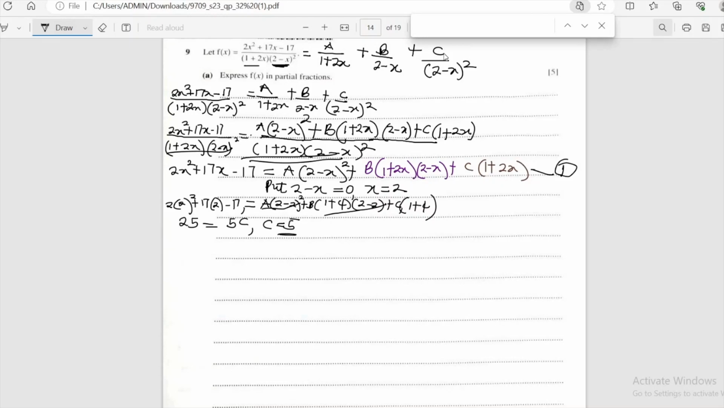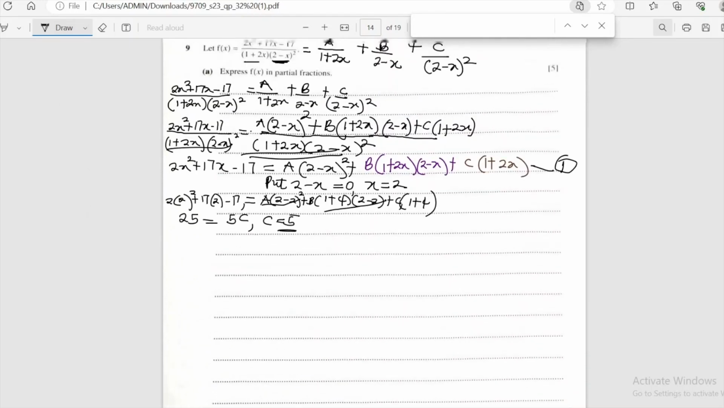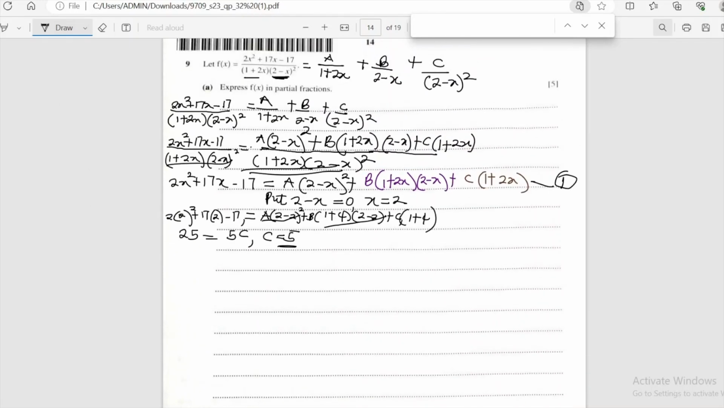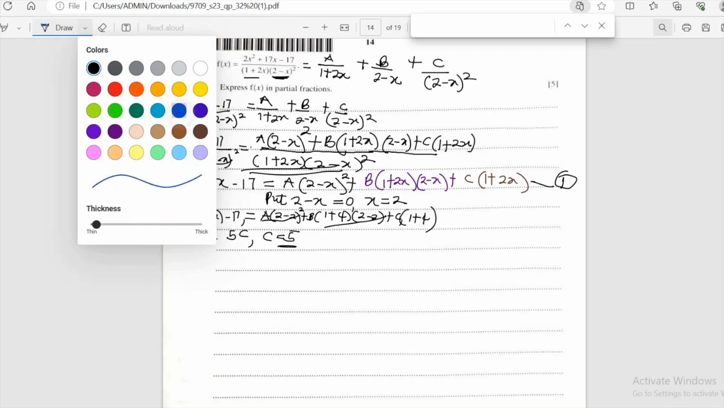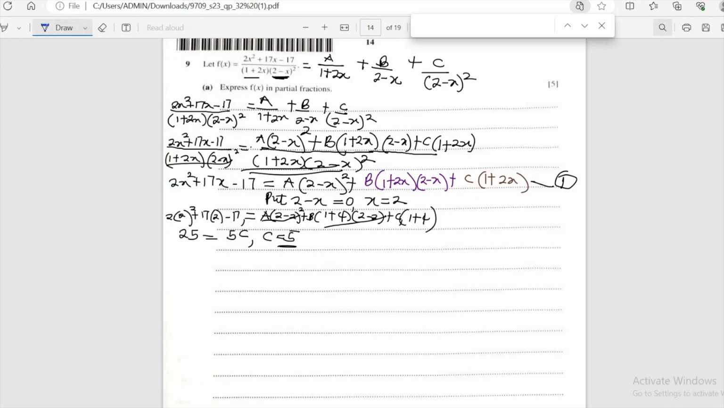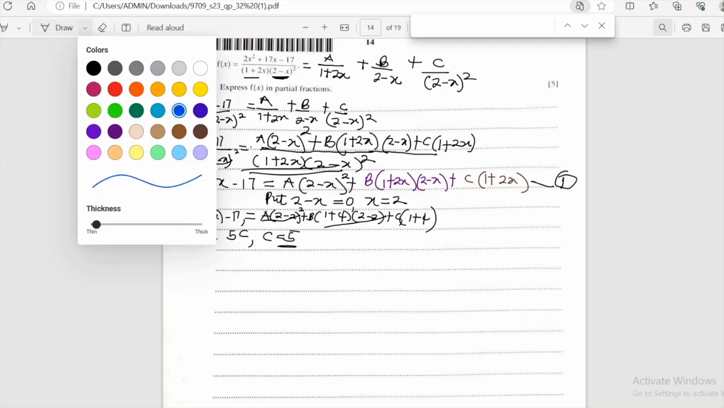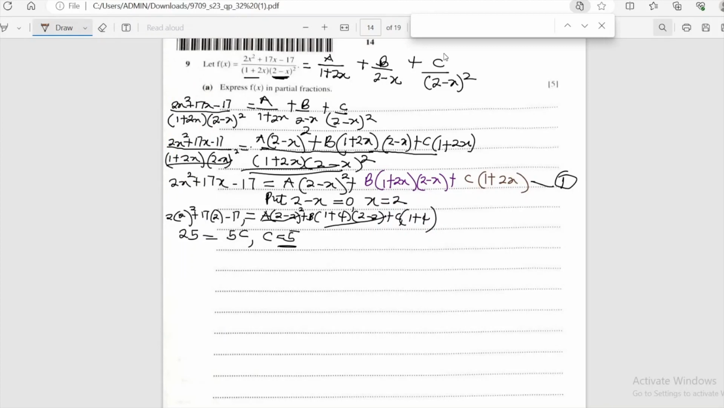Now the next one, let's go to the light blue color. That's to get the value of B. A and B have a similar factor beside them, 2 minus x, so skip that one first; we come back to it. Let's go to C. To get C, put what is beside C to be 0. Look at the color. I'm dealing with C: 1 plus 2x equals 0. So x is minus half.